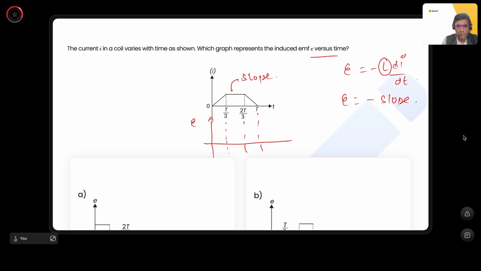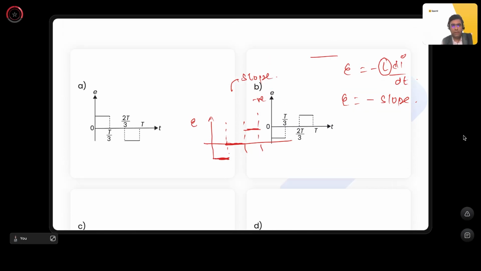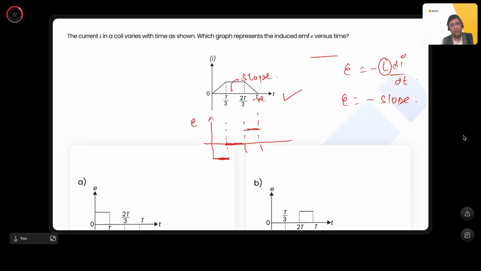So this is my induced EMF. Now the slope here is positive and constant. Slope is positive, so the EMF induced will be negative. Slope here is 0, so it will become 0 over here. Now the slope here is negative, so the EMF induced will be positive and constant, like this. So the graph will be like this. Now which graph is matching? This graph is matching. So this will be our answer.